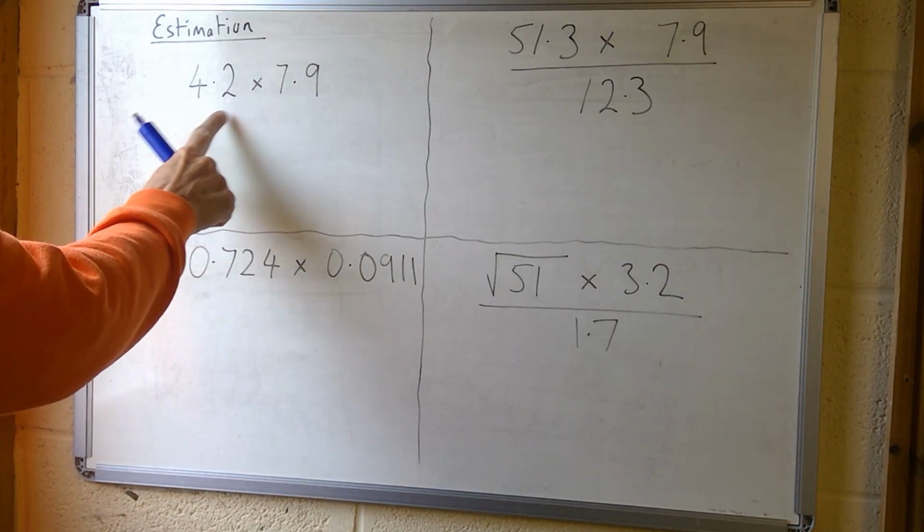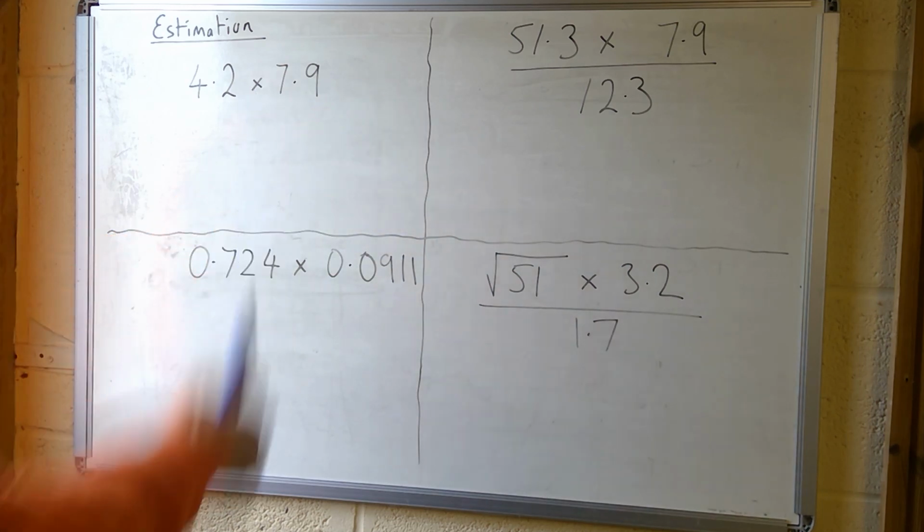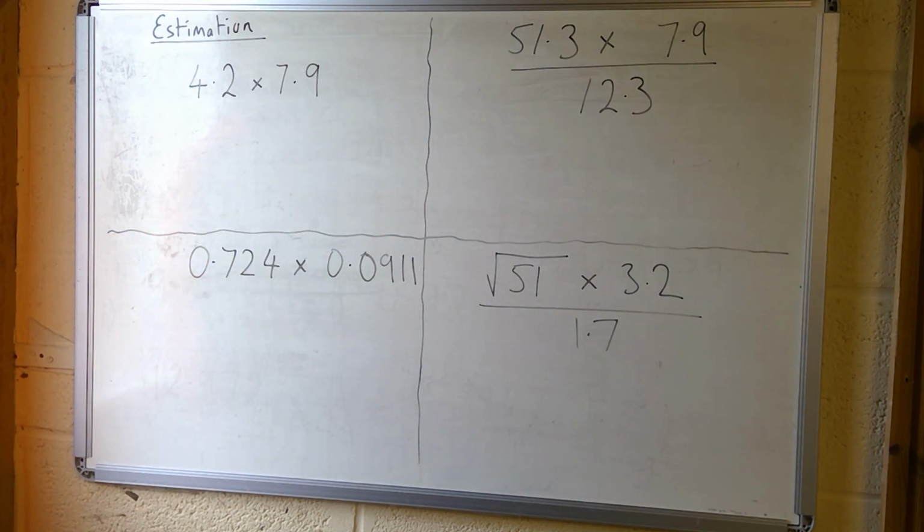So the first one, 4.2 multiplied by 7.9. Remember, we're estimating. I don't want the actual answer for this. I could do a calculation or I could use a calculator to get that. But we're just estimating to get a rough idea. We can use estimation to check our answers and to do quick calculations when all we need is a rough value. So we round the numbers to one significant figure.